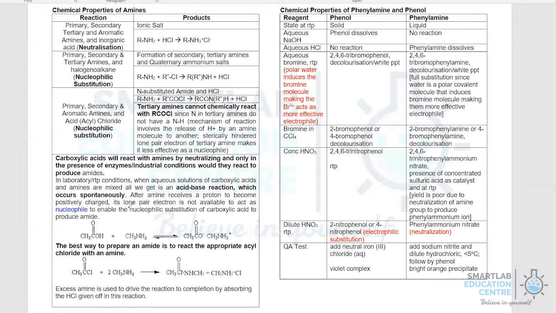Finally, in the lab, when amine comes into contact with carboxylic acid, the spontaneous reaction that will happen will be neutralization, as illustrated here. Therefore, it will not be possible for them to form an amide. However, in the presence of enzymes or industrial conditions, they are capable of reacting to form amides. So it's important to take note that in the lab, the spontaneous reaction will be acid-base, which means they will neutralize to form a salt, as shown in this equation. So the way to produce an amide from amine is to react it with acid chloride.